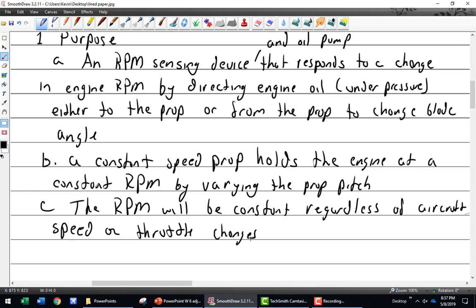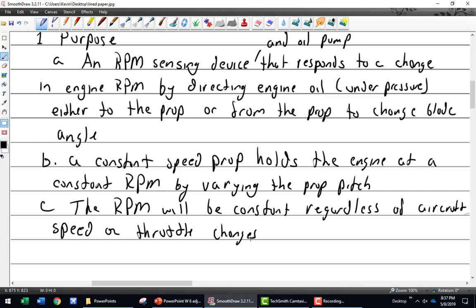So remember, once I've got my RPM set in the aircraft, I can start changing the throttle, and all I'm going to really do is change what? Manifold pressure. The prop is going to do everything it can to keep that RPM set. If I decide to pull back on the yoke to go into a climb in a fixed pitch prop, what's my RPM going to do?